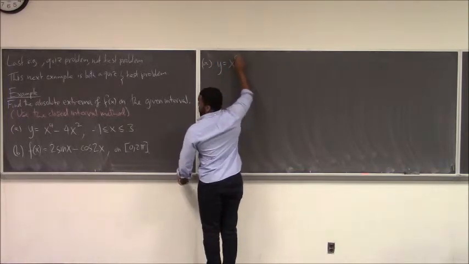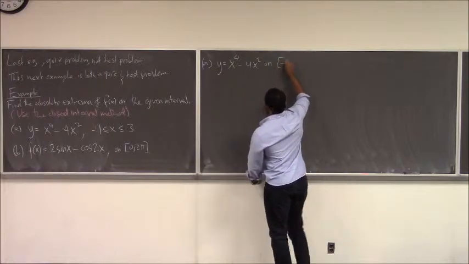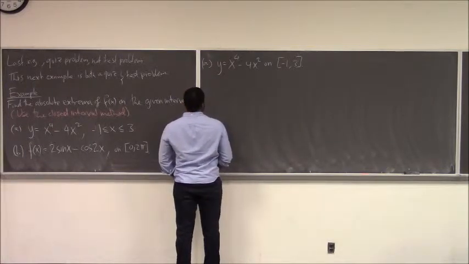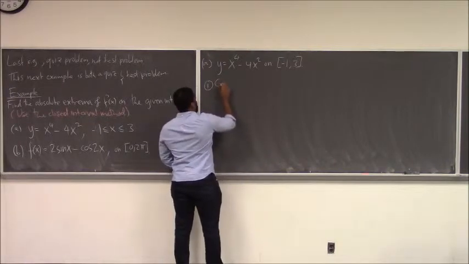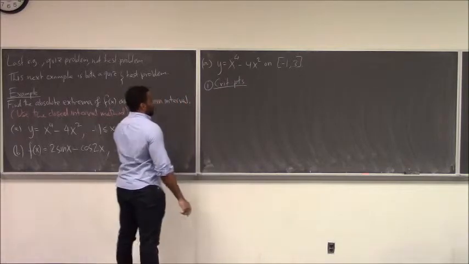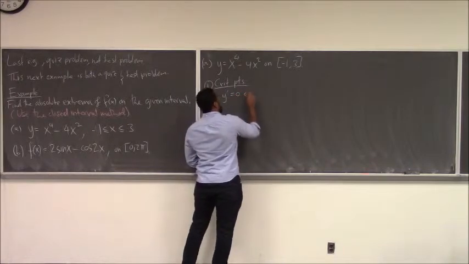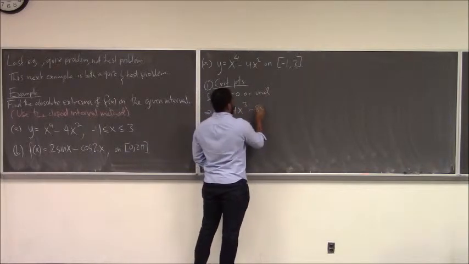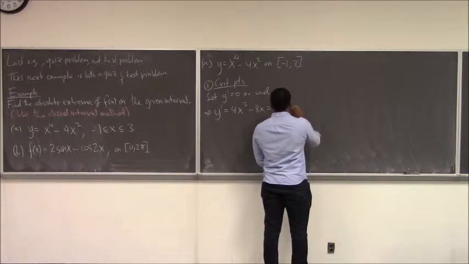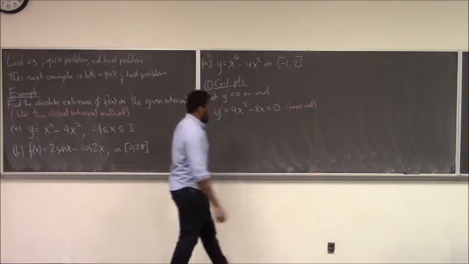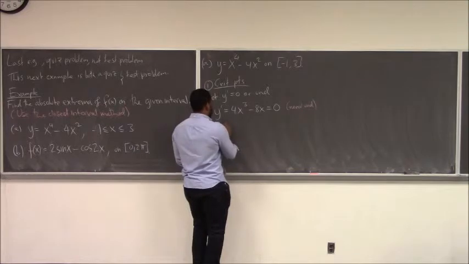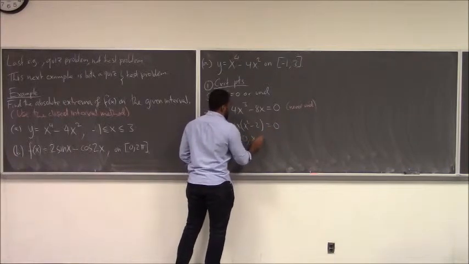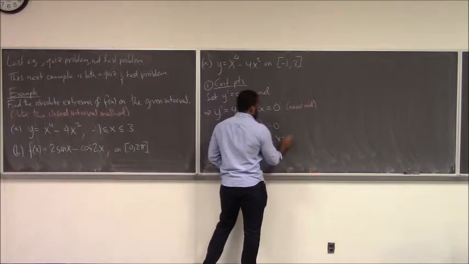So we have y equals x to the 4th minus 4x squared on minus 1, 3. So step 1, we're going to find the critical points. So we'll kind of end up where we did last time. This is going to mean 4x times the quantity x squared minus 2 equals 0. So you end up with x equals 0, x equals radical 2, x equals minus radical 2.